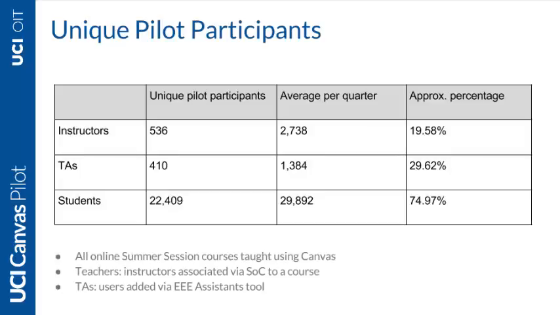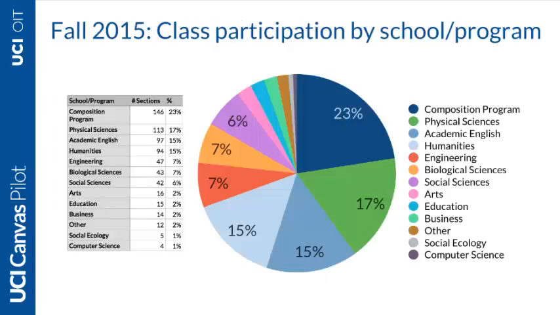Between spring 2015 and winter 2016, almost 20% of instructors, 30% of TAs, and 75% of undergraduate students taught or took at least one course participating in the Canvas pilot. The pilot included courses from every school. Notably, several large programs, including composition and academic English, joined in bulk.